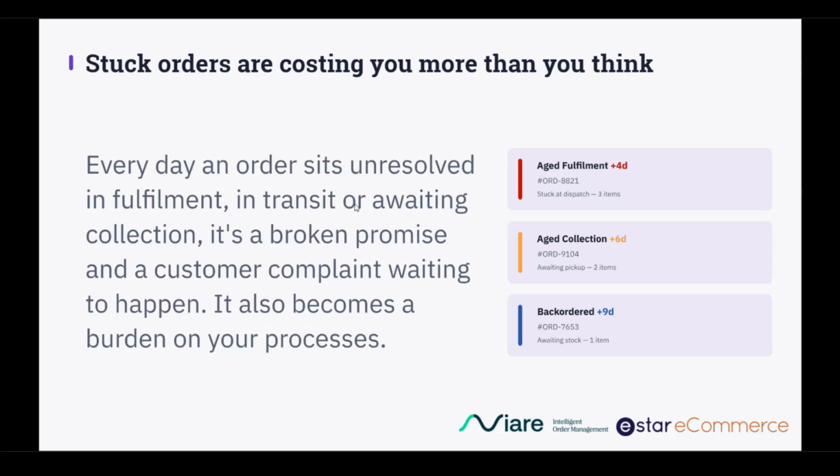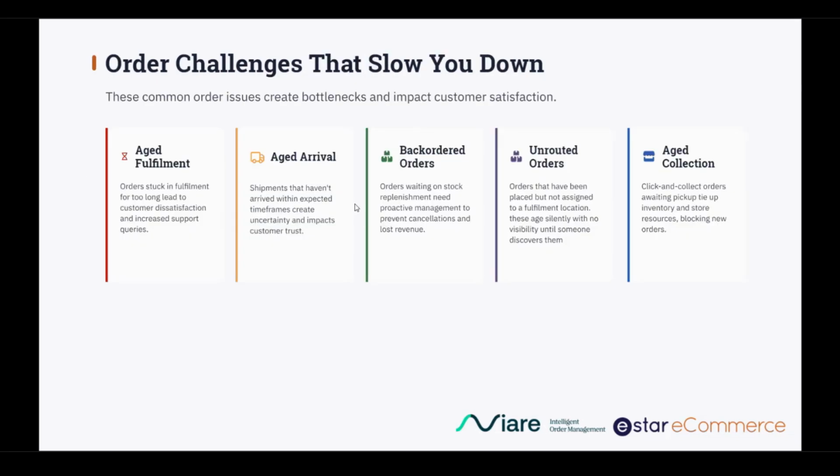So how do we identify and categorize these orders that cause issues? We've broken it down into five categories. The first one is aged fulfillment. These are orders that are assigned to a dispatch location, however it hasn't progressed and it's breached SLA. This then leads to customer dissatisfaction, which we want to avoid.